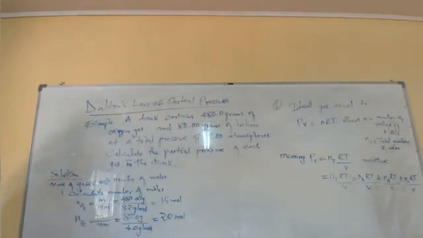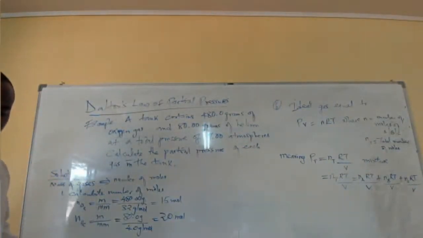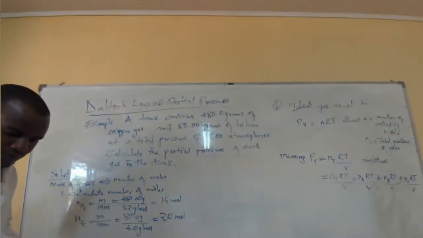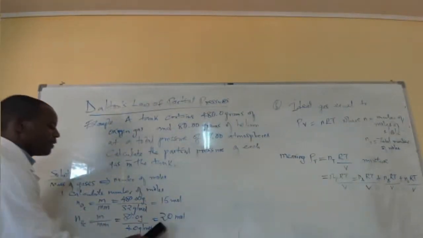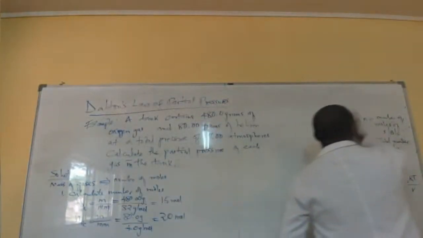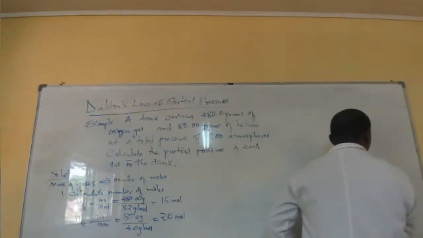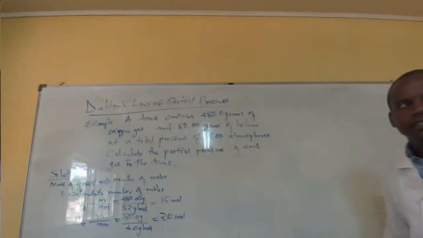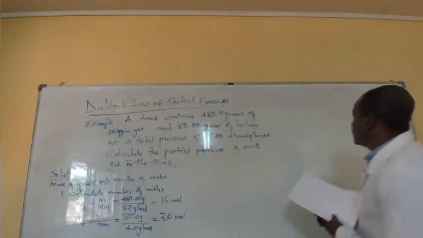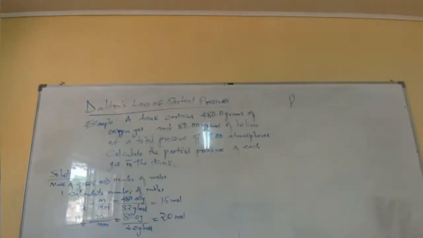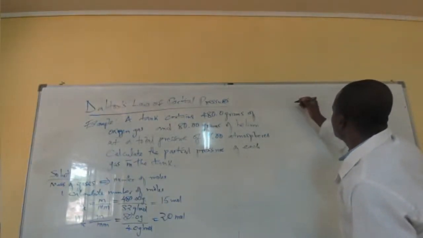So once we get the number of moles there, then we can use the mole fraction of each of these gases to calculate the partial pressure. So let's move to the other side of the board. Here, the partial pressure of oxygen, PO2.